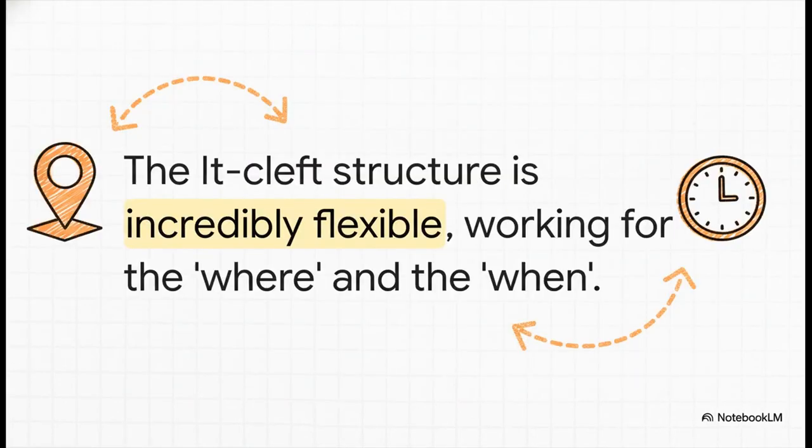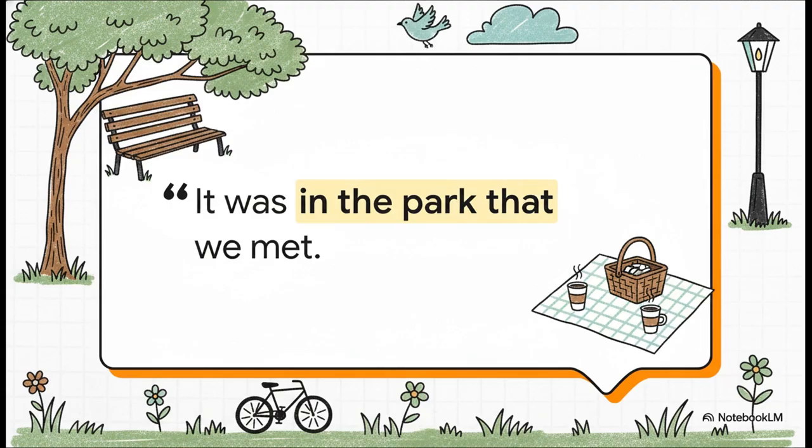And this structure is just incredibly flexible. It works just as well for emphasizing the where or the when of an event, which gives your stories so much more precision. This implies that the park is a really special, significant place. You know, it wasn't at the cafe, it wasn't at the office. No, it was specifically in the park.